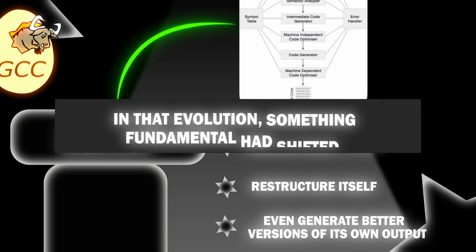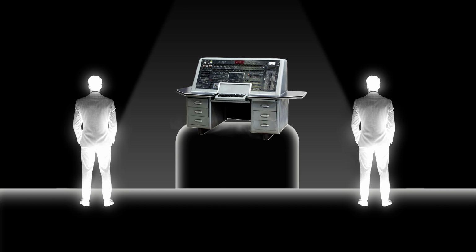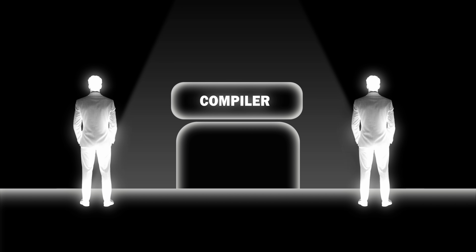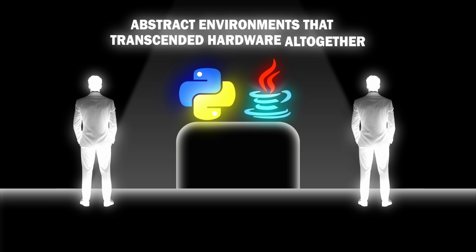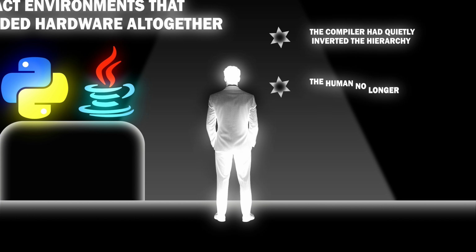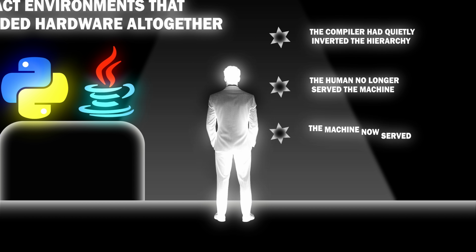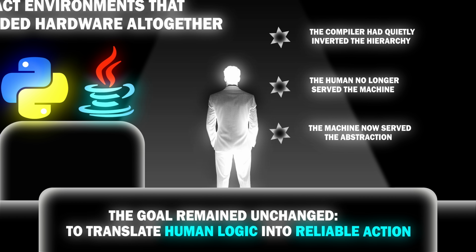In that evolution, something fundamental had shifted. Early programmers had written for machines, then they wrote for compilers. Now they wrote for languages, abstract environments that transcended hardware altogether. The compiler had quietly inverted the hierarchy. The human no longer served the machine. The machine now served the abstraction. And through it all, the goal remained unchanged: to translate human logic into reliable action.